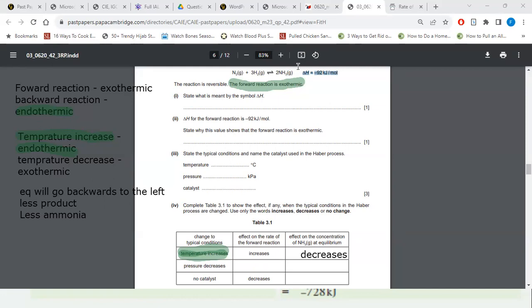Next, they're saying that we are dealing with pressure, but they're decreasing the pressure. First thing is, they're not asking you about equilibrium. They're asking you about the rate of reaction, the speed of the reaction. So what do you think? Is the speed of the reaction going to increase or decrease? If the pressure is less, will my reaction be faster or slower?